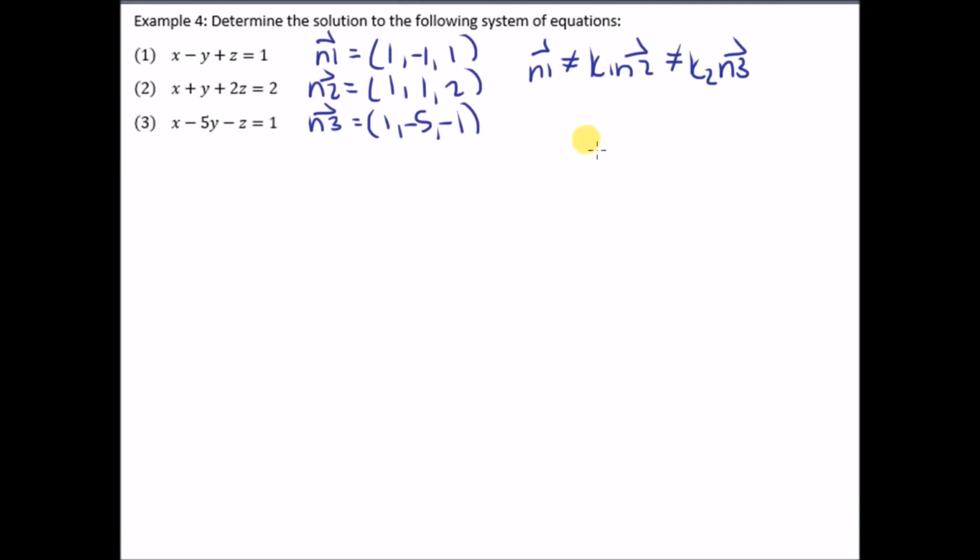Okay, therefore we don't even have to check the d values. So let's go ahead and write 1, -1, 1, 1, 1, 2, 2, 1, -5, -1, 1.